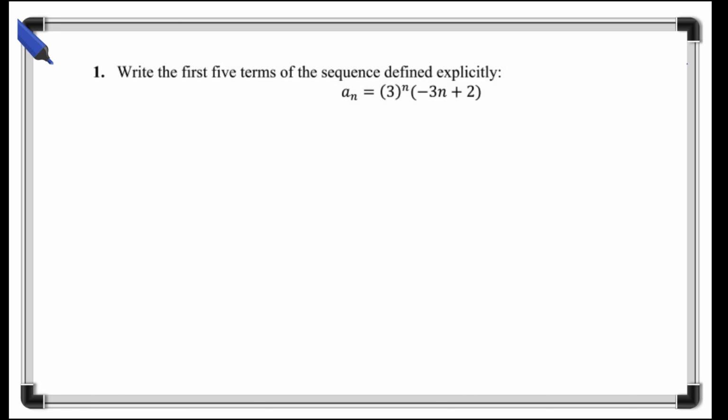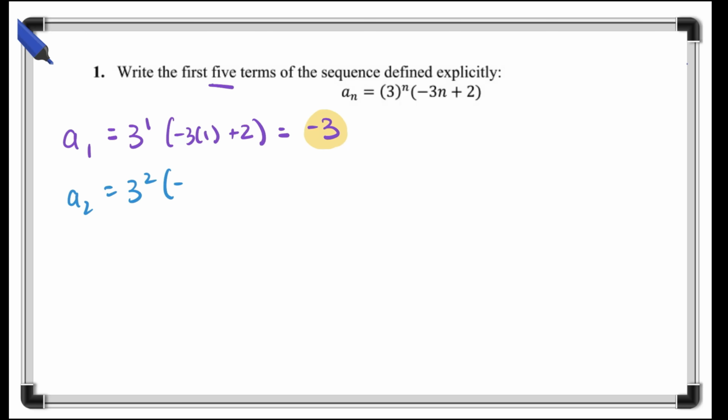Okay, so here we're going to write the first 5 terms of this sequence, and here you have A sub n, your formula. So for our first 5 terms, we're going to find A sub 1. We're going to substitute 1 in for all the n's that you have. So 3 to the first, times negative 3 times 1 plus 2, and that would get us negative 3. So that's A sub 1. A sub 2, same thing, but you substitute 2 in, and you get negative 36.